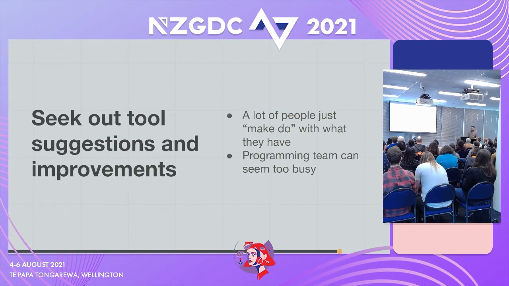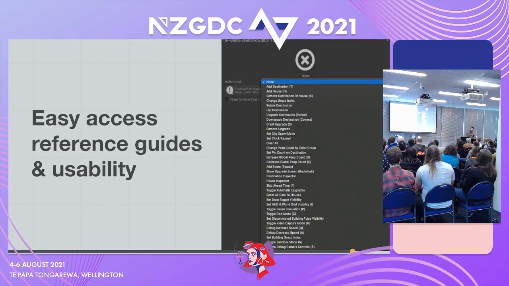But if you can go sit with your designer and your artist and see what their pipeline is and see how you can make it better for them, they'll love you forever. And often the programming team can seem too busy because programmers are always busy. So if you can make yourself more inviting to suggest things to, those are good too. At the very least, if you ask, we can put it in the backlog and get to it later. I know producers won't like that term, but it's fine.